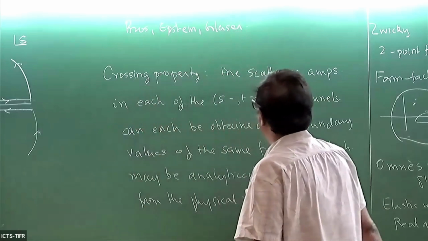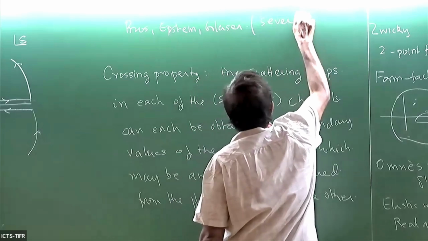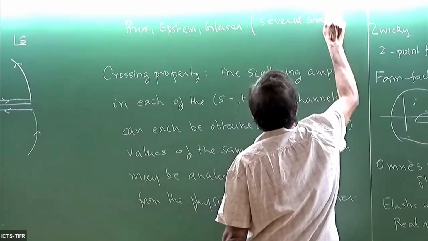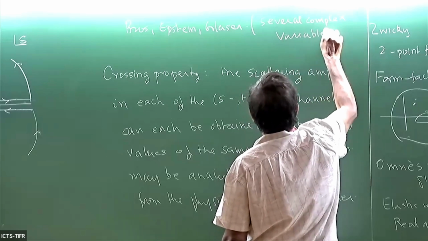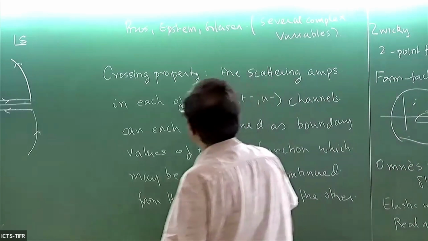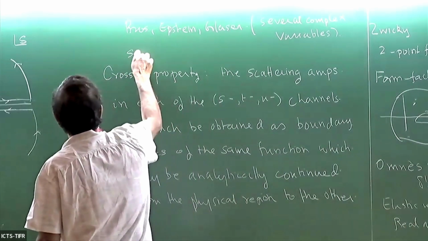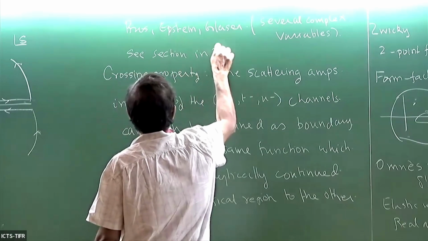And this follows from the theory of several complex variables, and is very nicely described in one of the sections in Itzykson and Zuber. I don't remember the section number.